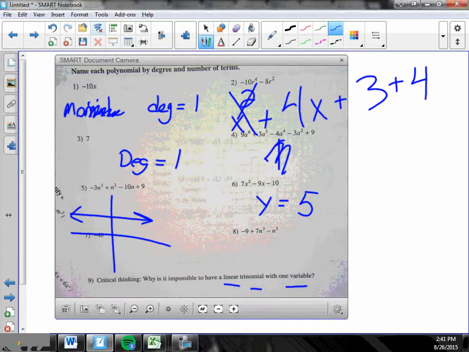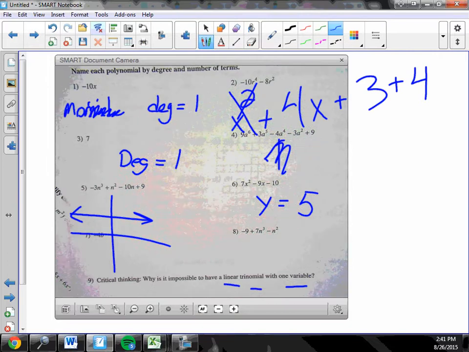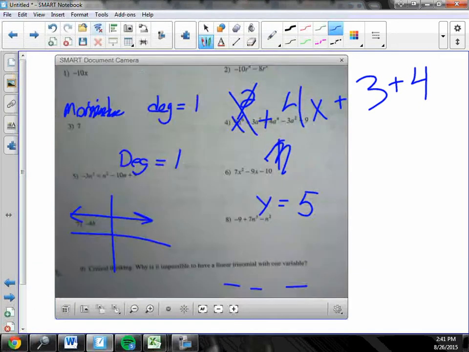We always simplify before we name. So if you just have a big mess, you can't name it until it's been simplified. And that's kind of the key of that question. Anytime you simplify a linear trinomial with one variable, it will turn into at least a binomial or maybe a monomial. Okay? All right, moving on.